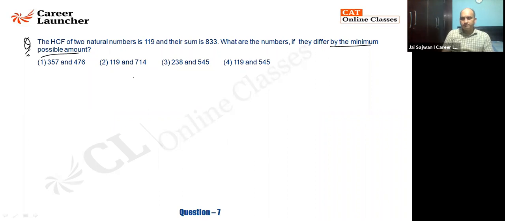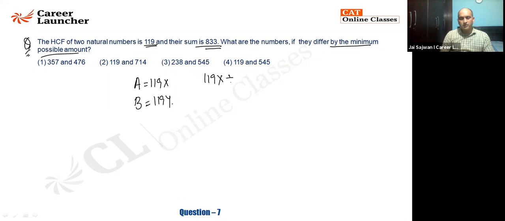Okay, here I go. The HCF of the two numbers is 119. I know one number is 119x and second number is 119y. Gunjan ji, आपने reply नहीं करा. And their sum is 833.